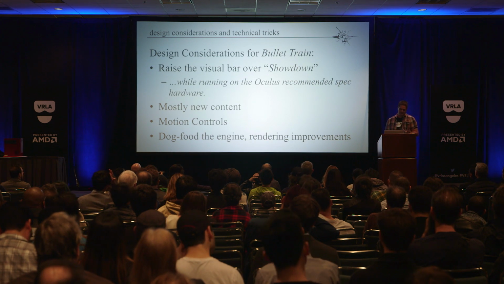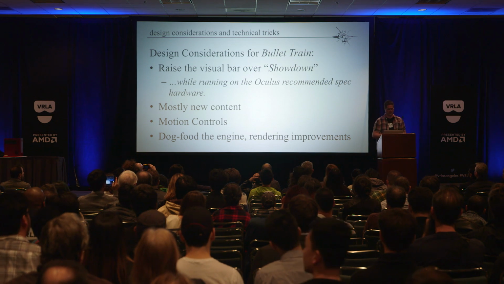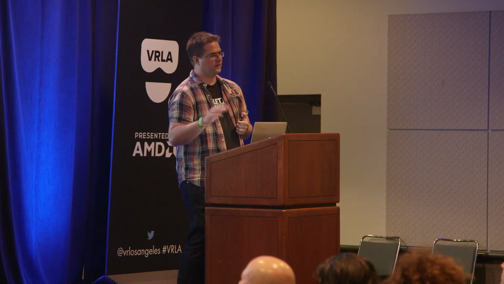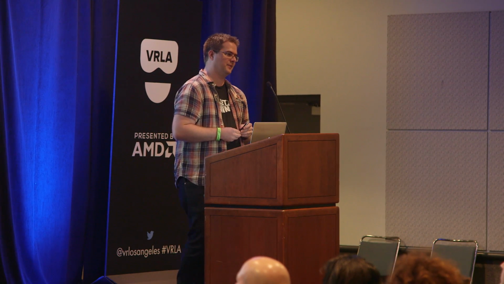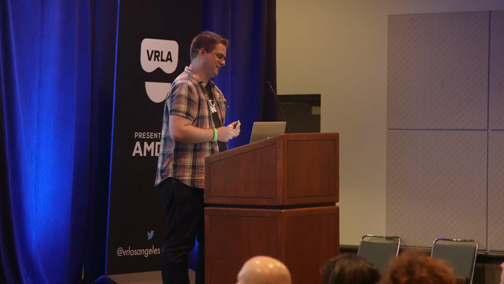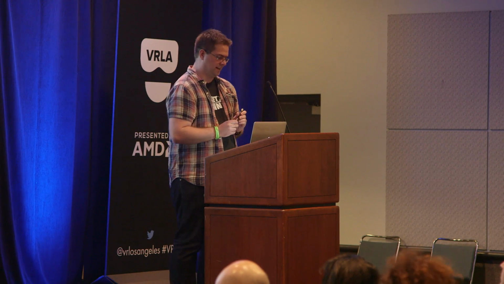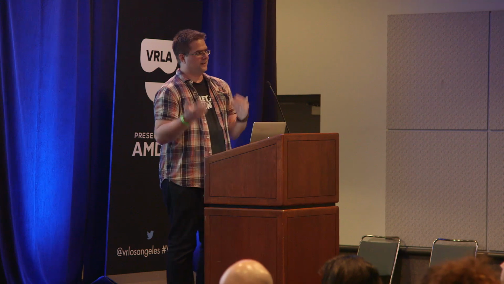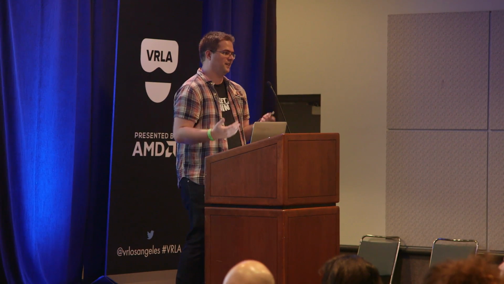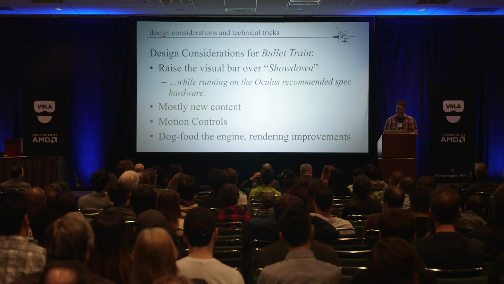So the design considerations for Bullet Train were kind of handed down from on high, where we needed to really raise the visual bar on Showdown. But unlike Showdown, which was running on an NVIDIA 980, we had to run on the Oculus recommended spec hardware, which meant we had to get it to look better and run on a 970. The other thing was we had mostly new content, and motion controllers were obviously new. But the biggest thing we wanted to do with this was dog food the engine. So use the engine that we make ourselves, find all the things that make us curse ourselves, and then fix all those things and make them better for everybody else.